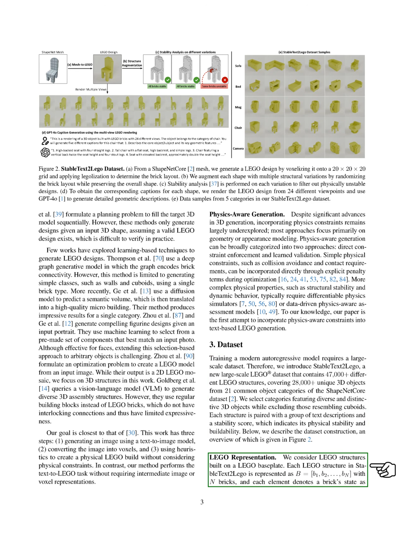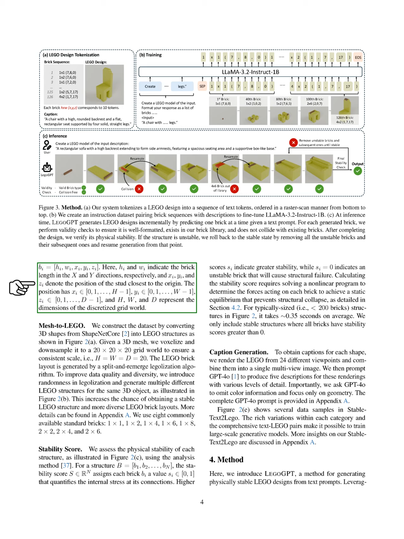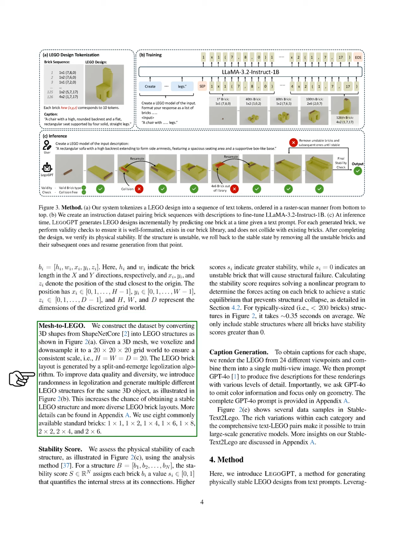We represent LEGO structures built on a baseplate as a sequence of bricks, where each brick state includes its dimensions and position. The position is defined within a grid world with specific dimensions. To build our dataset, we convert 3D shapes from ShapeNet Core into LEGO structures. We voxelize and downsample these shapes into a 20 by 20 by 20 grid to maintain a consistent scale.